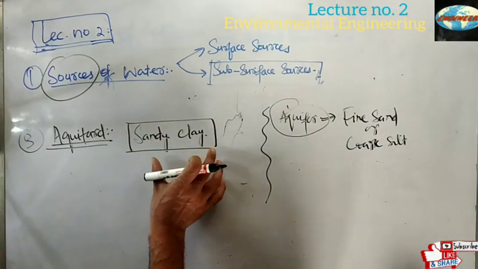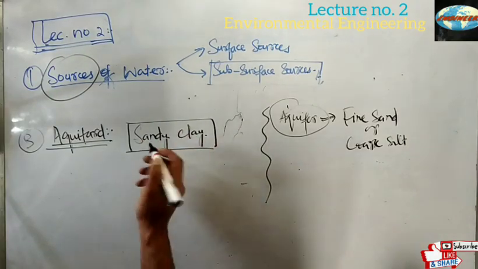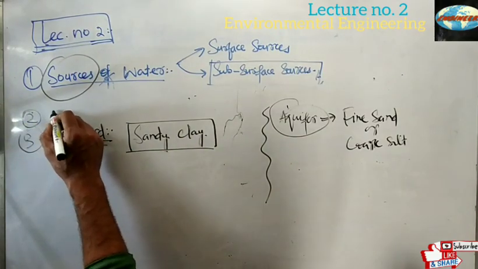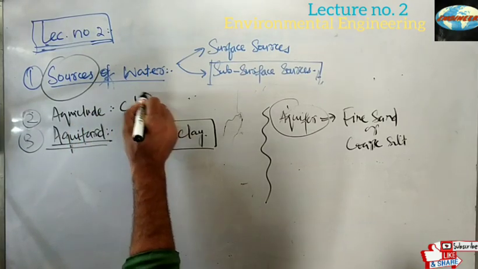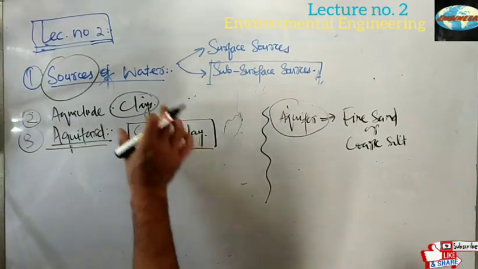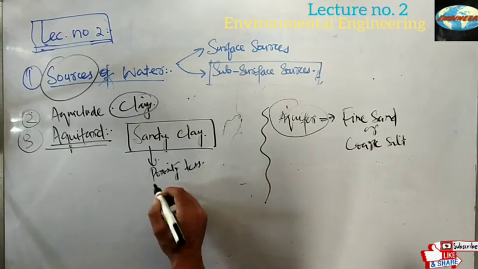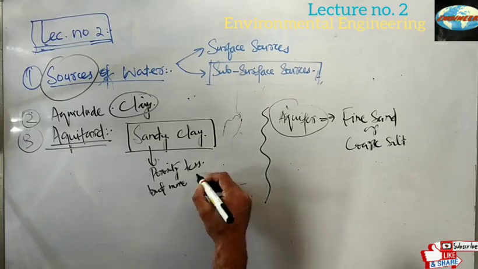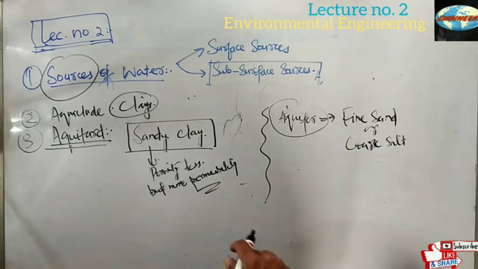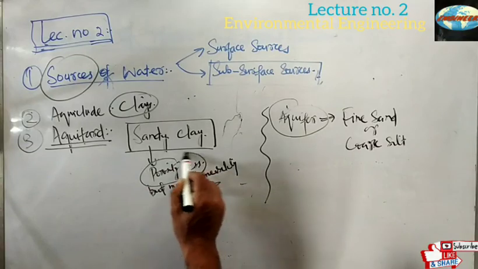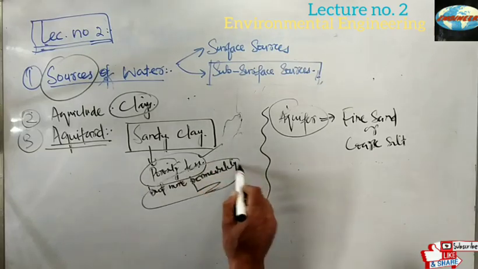Now, if we study sandy clays, obviously the porosity will be less than the aquiclude, that's clays. If I compare the sandy clays with clays, the porosity will be less, but more permeability. And if I compare them with the aquifers, these will be having more porosity but less permeability. Okay.